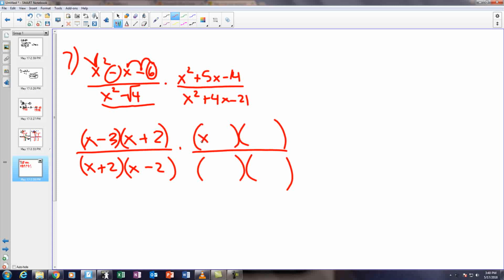Up here, it's x and x. Factors of 14 that subtract to 5 would be 7 and 2. To get a positive 5, I'd have to have a positive 7 and a minus 2.